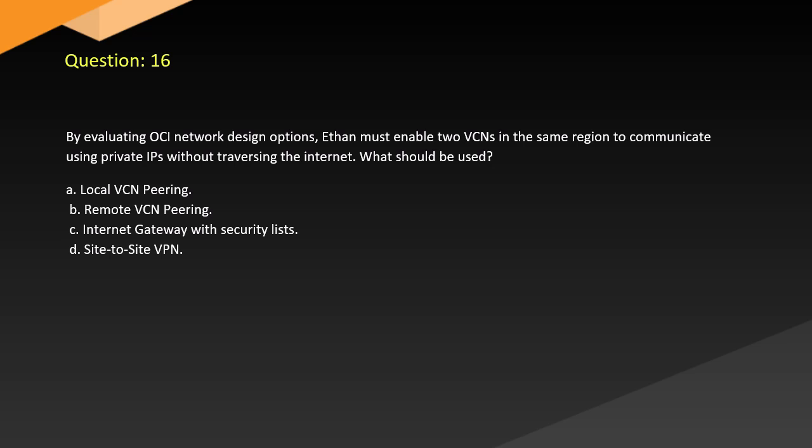Question 16. By evaluating OCI network design options, Ethan must enable two VCNs in the same region to communicate using private IPs without traversing the internet. What should be used? A. Local VCN peering. B. Remote VCN peering. C. Internet gateway with security lists. D. Site-to-site VPN.